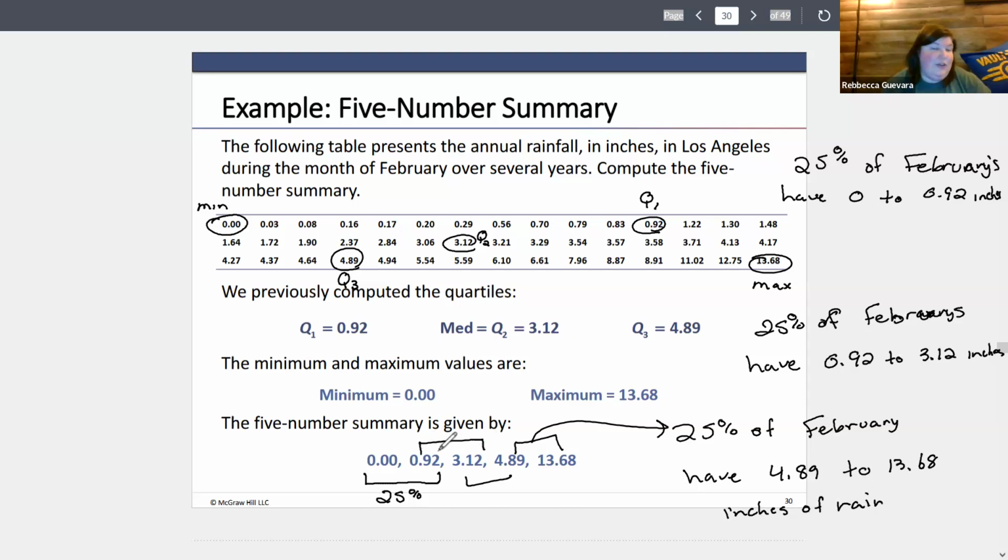So where we knew the middle values, how that was splitting things up, it's giving me this range now at the end. I can say between 0 and 0.92 inches of rain represents 25% of my Februarys, where another 25% of my Februarys have between 4.89 and 13.68 inches of rain. Those maximums are nice because instead of saying 25% is over 4.89, I can put a definitive range into it: it's actually 25% between 4.89 inches and 13.68 inches.